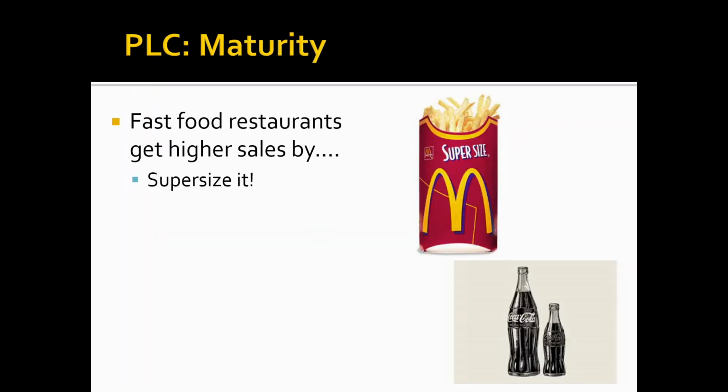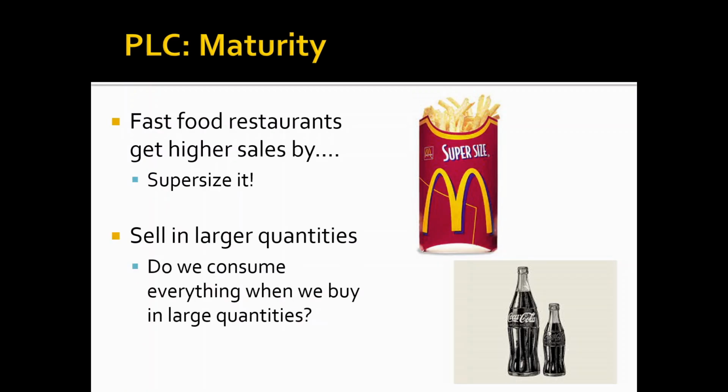Fast food restaurants get more sales by selling more. Think of beverages and the sizes. Back when, a long time ago, beverages came in 12 ounces. Now it's 20, 24 or more. You can get 64 ounces at 7-Eleven. So convincing people or finding ways to get people to buy more, consume more, is another strategy to get more sales from existing markets.